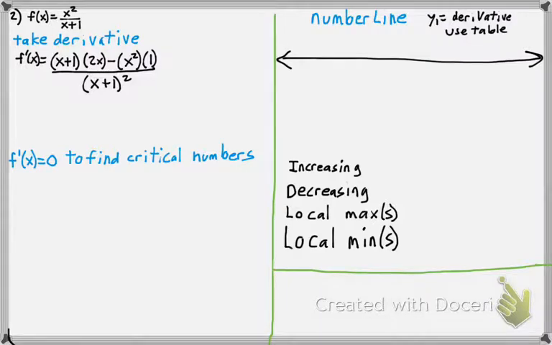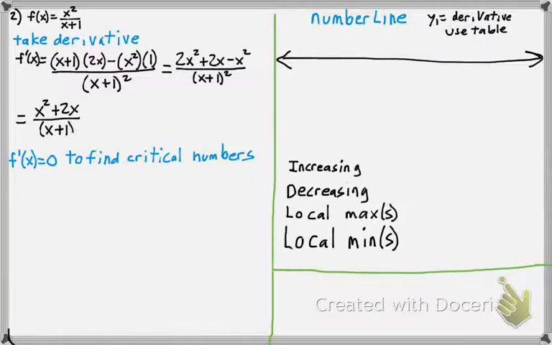So let's simplify this. It's going to be 2x squared plus 2x minus x squared all over x plus 1 squared. And let's see if I gave myself enough room here. This is going to be equal to x squared plus 2x over x plus 1 squared. So this is our derivative.